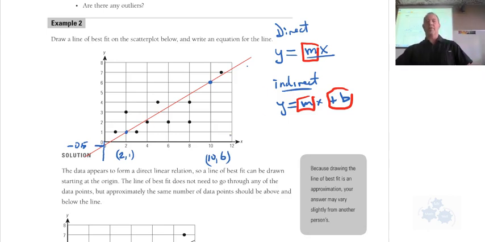So what you're going to do is find the slope. For these 2 points that I picked on my line, I'm going to go 6, that's this value, minus 1, that's this value. That's on top. That's the rise. And the run is going to be 10 minus 2.